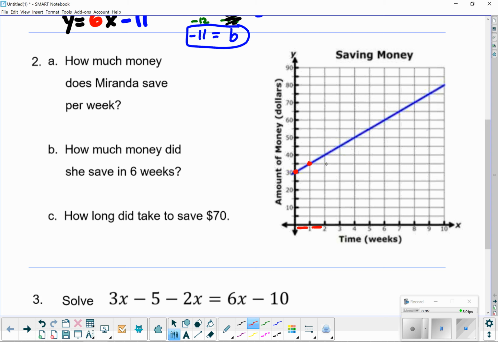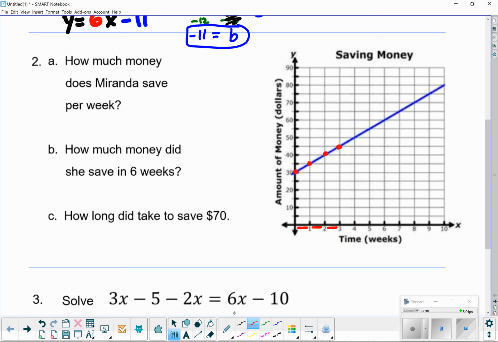From one week, she goes from 35 to 40, and then another week she goes from 40 to 45. After analyzing, you can see that Miranda saves $5 per week. Is that right? So how much money does Miranda save per week? She saves $5 extra every week.